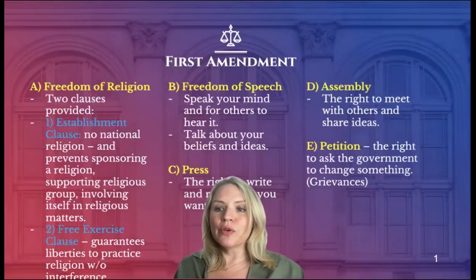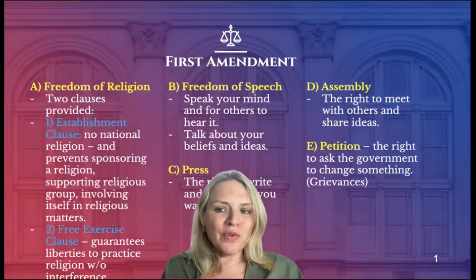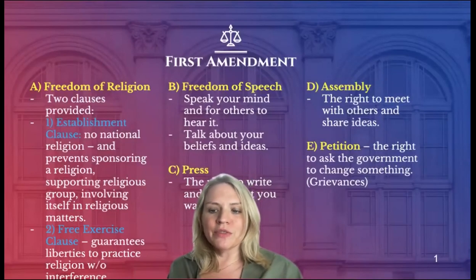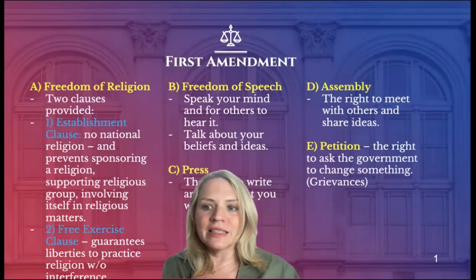So these are our First Amendment rights, some of our most fundamental freedoms as individuals here in the United States as citizens. The Second Amendment. A lot of us know the Second Amendment because it's always in the news, and that is the right to have and bear arms, and that is weapons or guns.